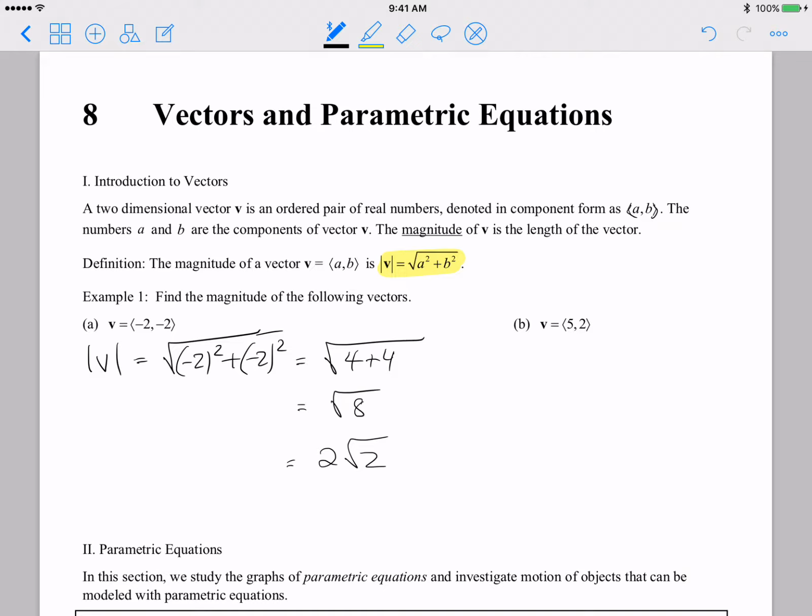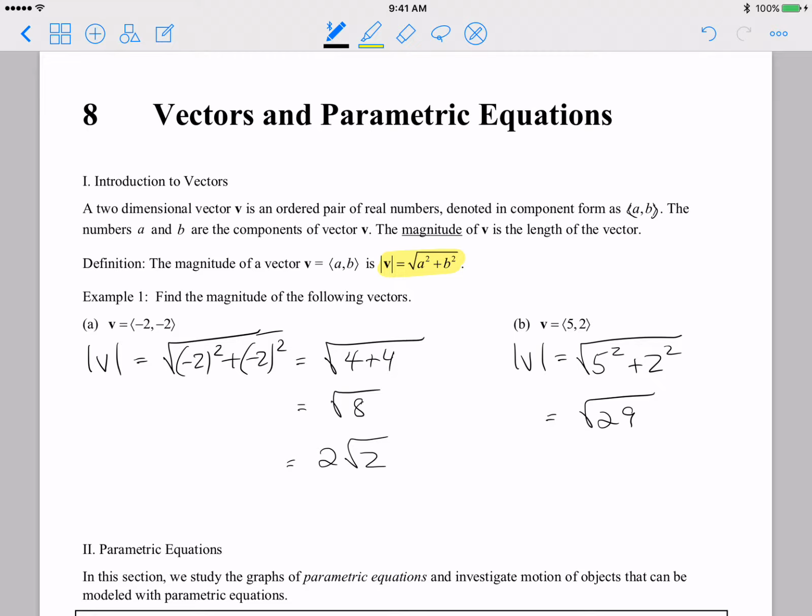Example B is very similar. We're going to, again, use the formula for the magnitude of this vector v. So that's going to equal the square root of 5 squared plus 2 squared, which is going to equal the square root of 29.